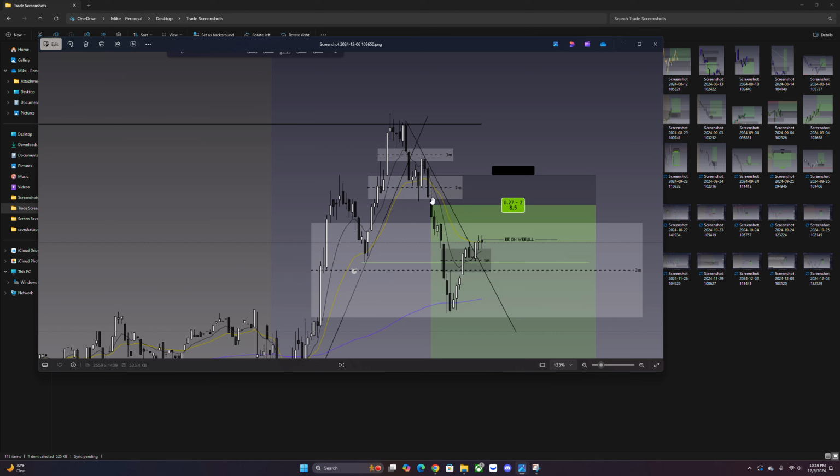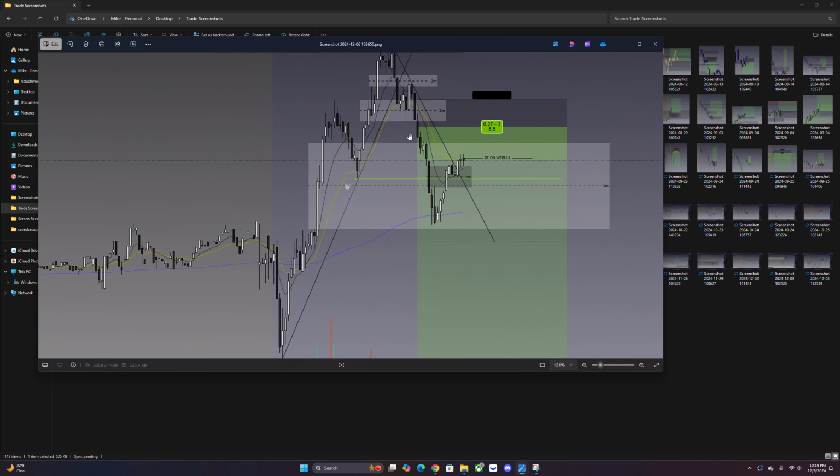Anyways, I still entered right there. But yeah, the 3-minute got respected. Then this got inversed. This was beautiful. So then I marked my little trend line. Now, there's a 1-minute fair value gap, and I knew that this got inversed. It's probably going to continue up.